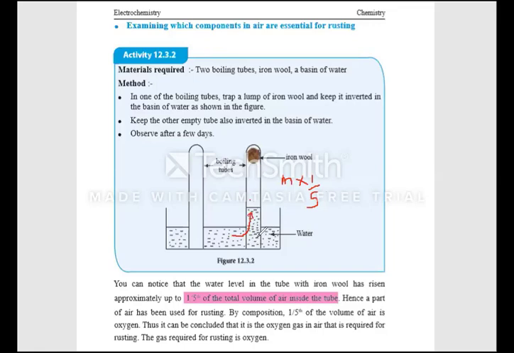So what is the conclusion of this experiment? You already know that air is a mixture of things, and therefore the composition of oxygen in air is 21%. 21% of oxygen is found in air. So that is approximately 1/5, right? So from this you can conclude that it is the oxygen gas in air that is required for rusting.